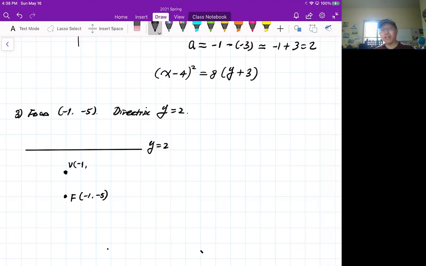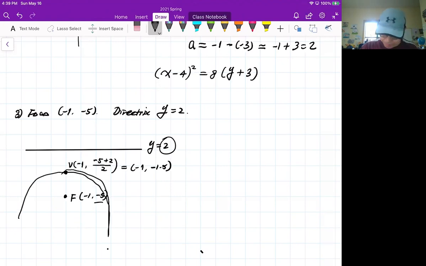Well, it's just right in the middle, so it will be the average of 2 and -5. So I take -5 plus 2 and take the average. Simplifying, the x value is -1. And then -5 plus 2 is -3, and -3 divided by 2 is -1.5. So this is the vertex. And the picture will be maybe something like that, though my picture was not very good.